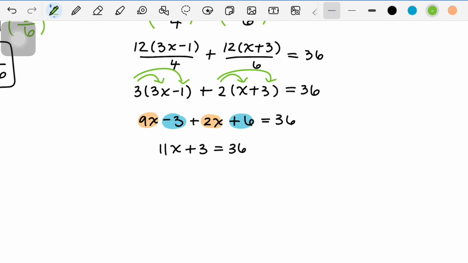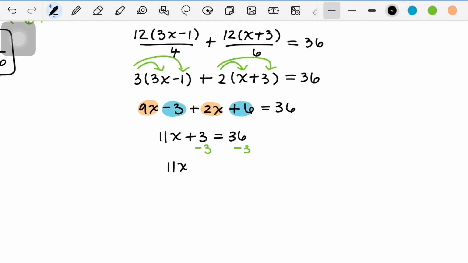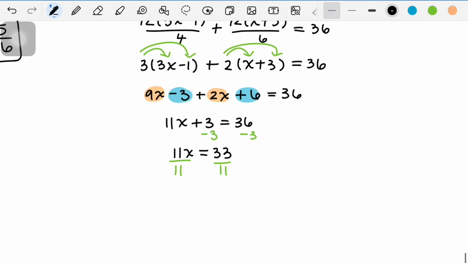Now we want to get x completely alone. So we're going to subtract 3 on both sides and combine those like terms. We have 11x is equal to 36 minus 3, which gives us 33. And then lastly, to completely isolate x, we're going to divide by 11, since x is being multiplied by 11. Doing so, this gives us x is equal to 3.